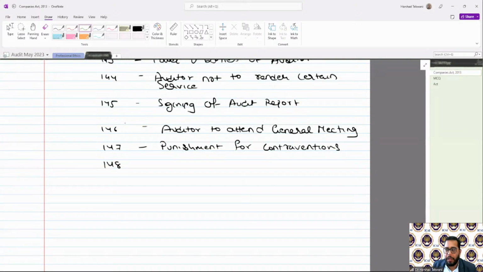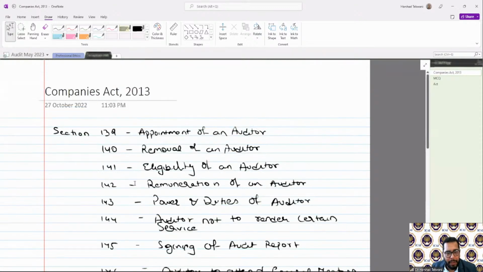148 is with respect to the central government specifying certain items with respect to the cost audit. So it lays down the requirement of the cost audit, where cost audits are required to be carried out and what the provisions of cost audit are. So it's related to cost audit when an order is issued by the central government. So these are the basic sections which are applicable to a statutory auditor.